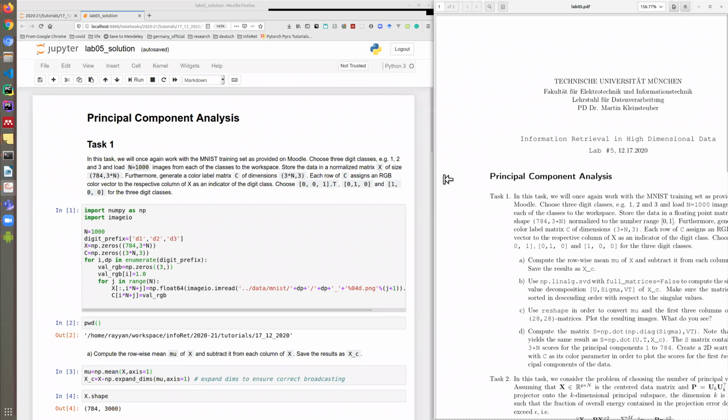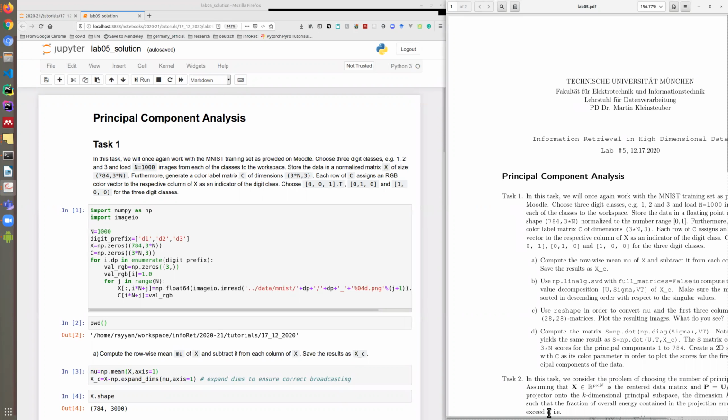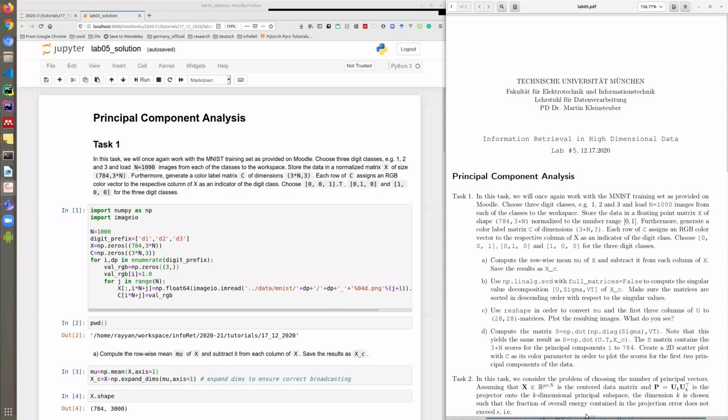Okay, so now the assignment for today is related to PCA, principal component analysis, and it is actually rather a simple assignment, I would say. So let's go through the tasks. The first task is, in this task, we will once again work with the MNIST training set as provided in Moodle. Choose three digit classes, e.g. 1, 2, and 3, I mean anyone that you want, and load 1,000 images from each of the classes to the workspace.